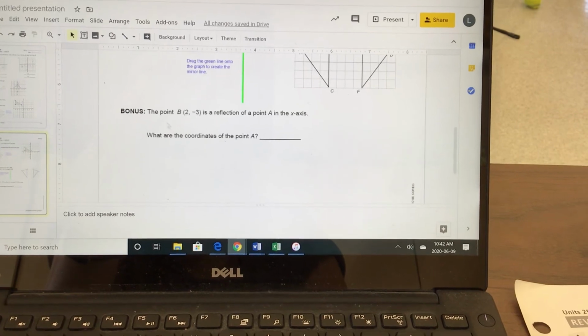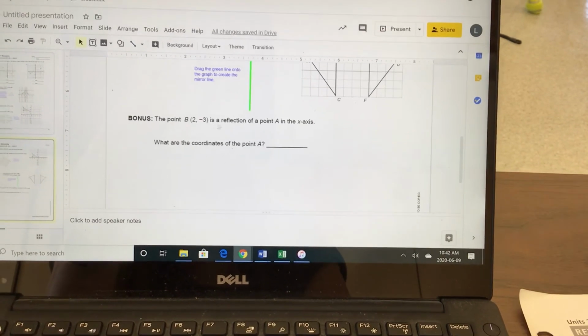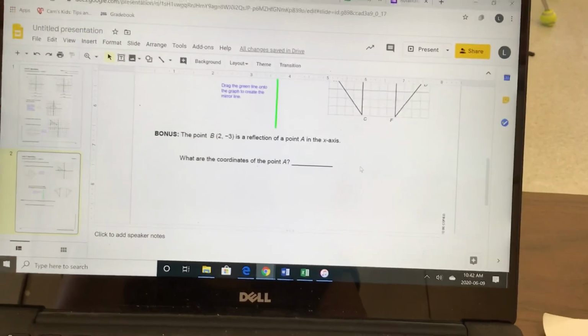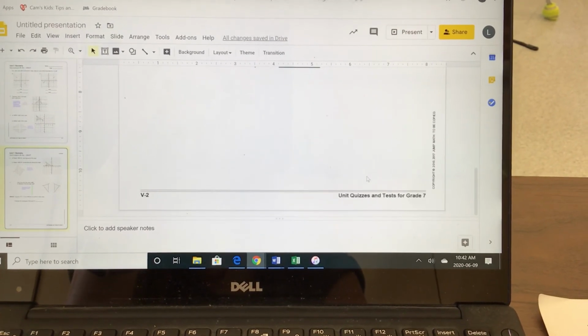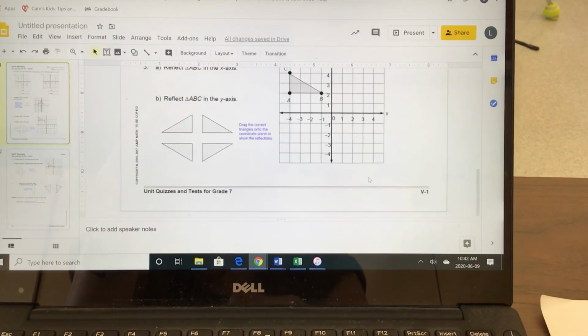And then finally, our last question: the point B at (-3) is a reflection of a point A. So you just have to fill in what point A's coordinates would be. That's the end of the quiz. Nice and short and sweet.